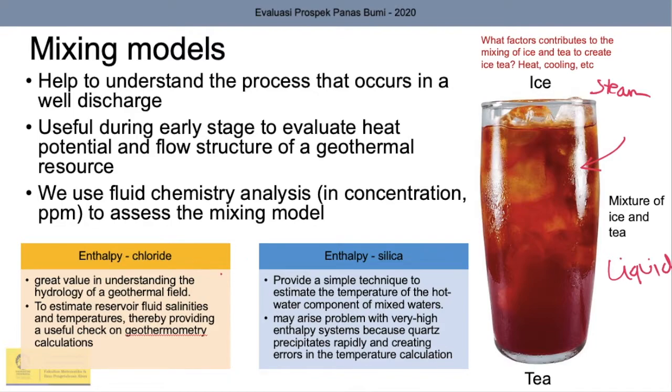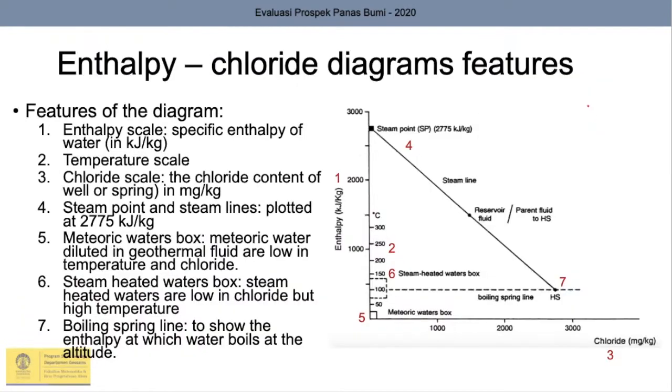So enthalpy chloride is good to understand the hydrology of the geothermal field since it can estimate the reservoir fluid composition. However, the enthalpy silica helps you to estimate the temperature when you have a mixing of water between the hot water and the cooling water. But this is very limited because in some cases where the reservoir contains a high concentration of silica, this diagram will not work as efficiently as you would like. For the first mixing model, I would like to discuss the enthalpy and chloride diagram.